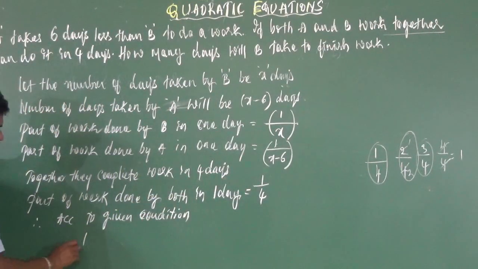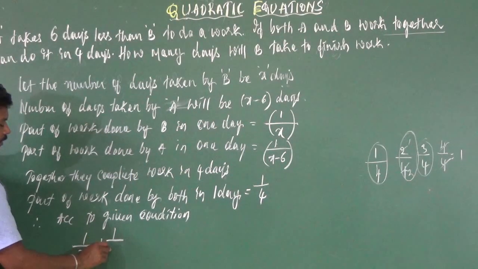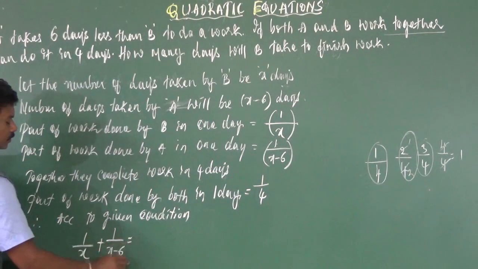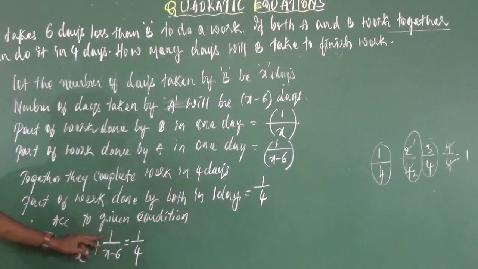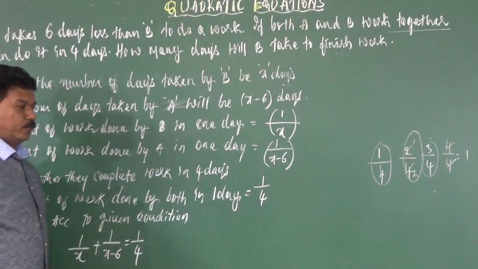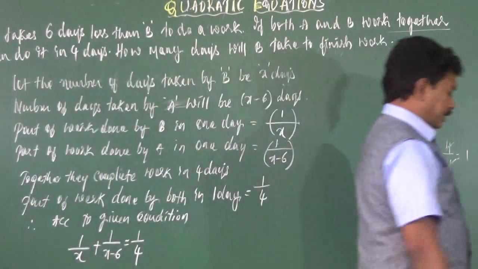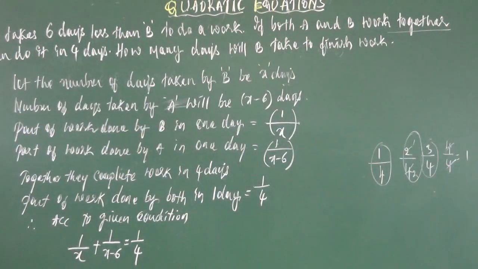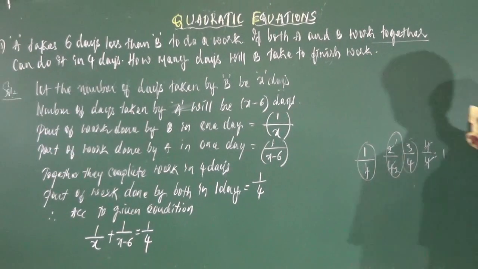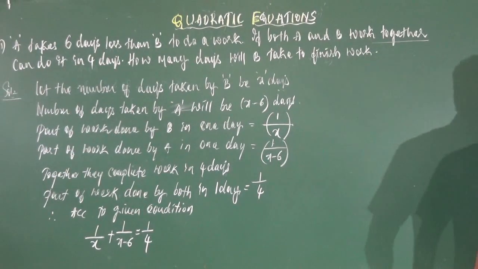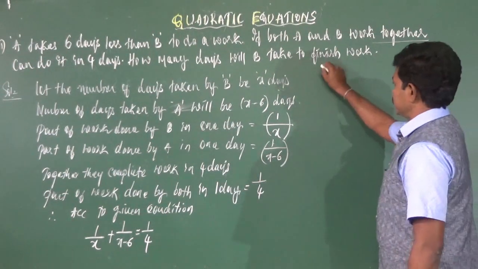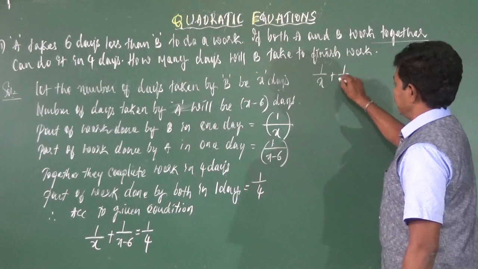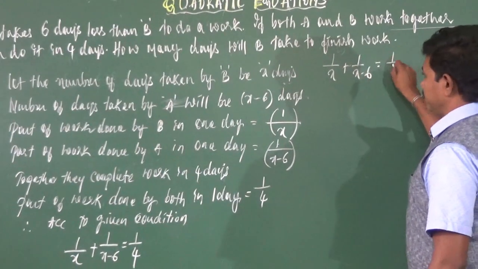So the part of the work done by B in 1 day plus the part of the work done by A in 1 day is equal to the part of the work done by both in 1 day. That is 1 by X plus 1 by X minus 6 is equal to 1 by 4. So now the equation has been set up. We have to solve this equation. It is an equation reducible to the quadratic equation. So 1 by X plus 1 by X minus 6 is equal to 1 by 4.